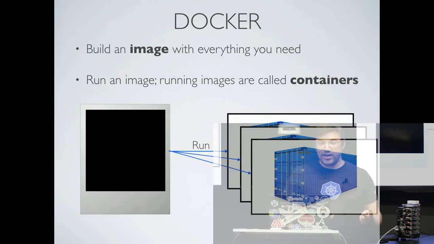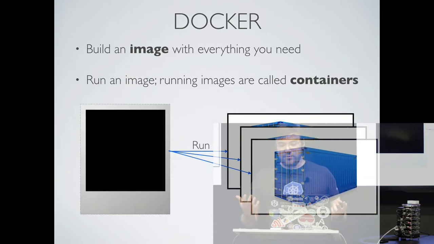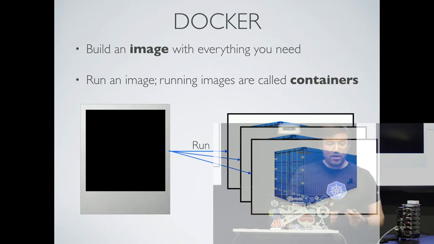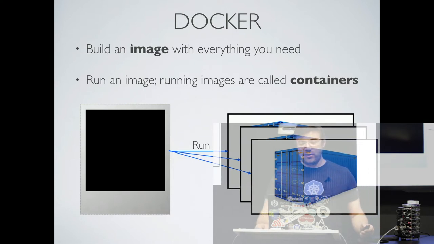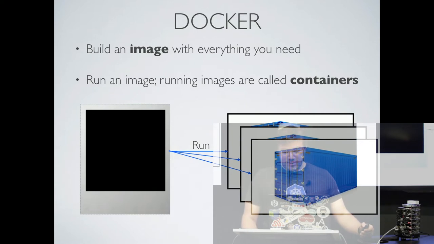Now there are two main concepts to think about when you're dealing with Docker: Docker images and Docker containers. Images are the result of building all of your application into a single image. That's where you bundle all of your code. And containers are running instances of your image. So you can have multiple containers running on different infrastructure, different machines, everywhere.